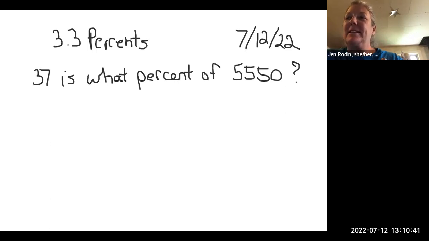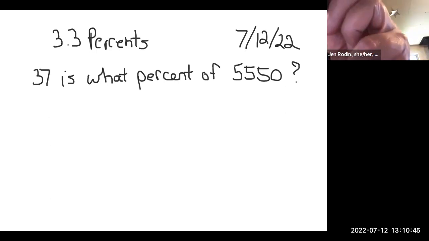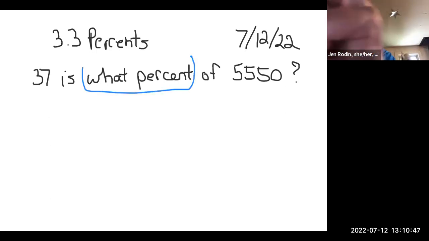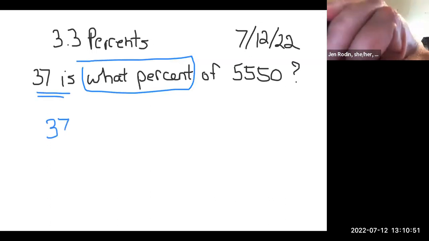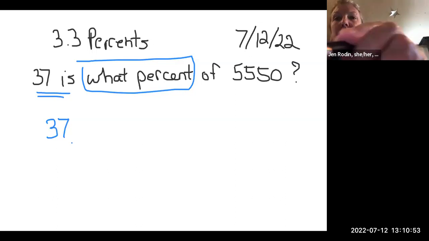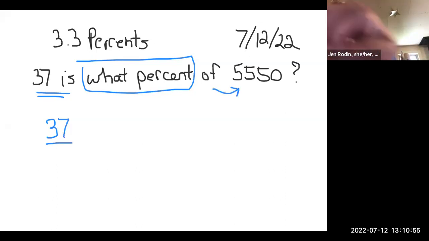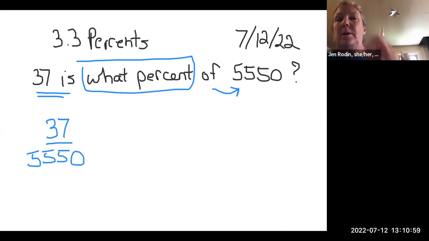There's like 3 different kinds of percent problems, and this is one of them. What we're missing is what percent. We're looking for the percent. We take the number that's the part, or it's with is, and we put that over the number that's the whole. So we're looking for what part of 5550 is 37 really. That's what we're trying to figure out, what percent.